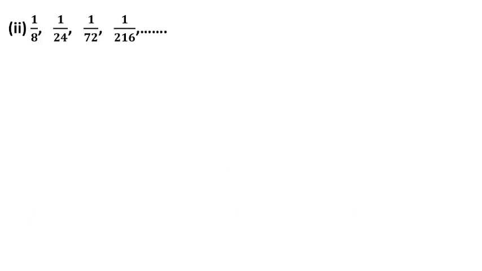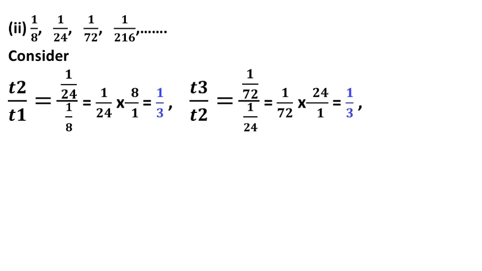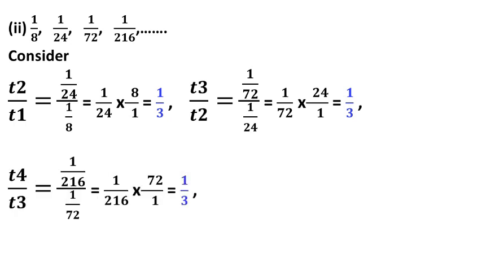In sub-question 2, the terms are 1 by 8, 1 by 24, 1 by 72, 1 by 216 and so on. Calculate the common ratio by using the formula T2 by T1 and T3 by T2, similarly to how we solved problem number 1. As the common ratio is 1 by 3, which is the same, we can say that the given terms are in GP.